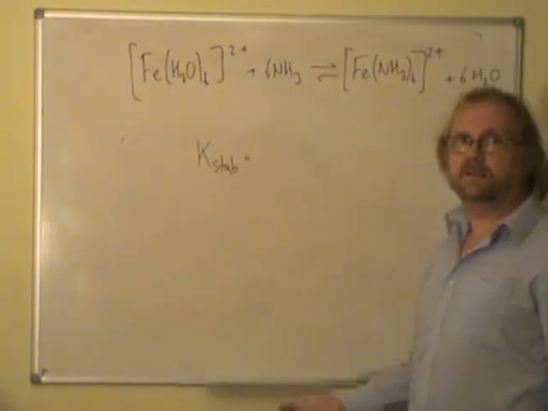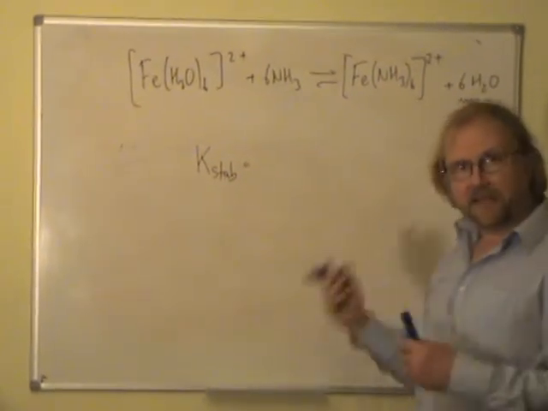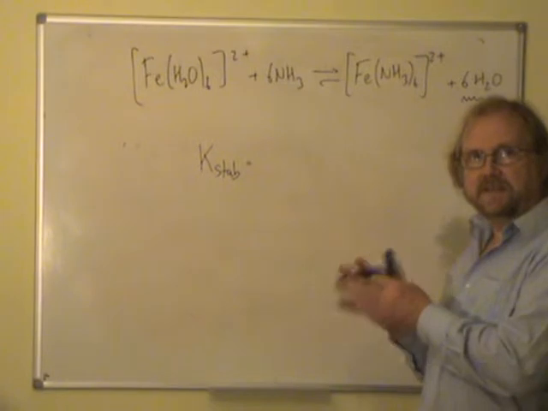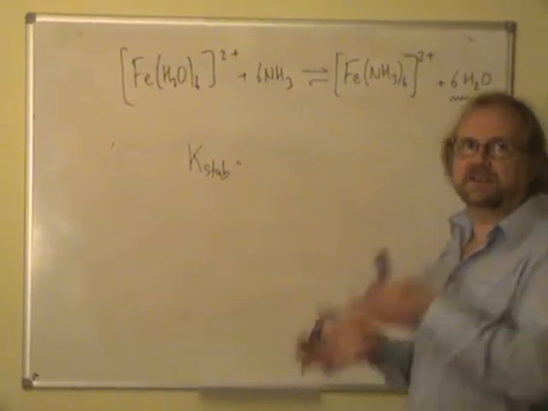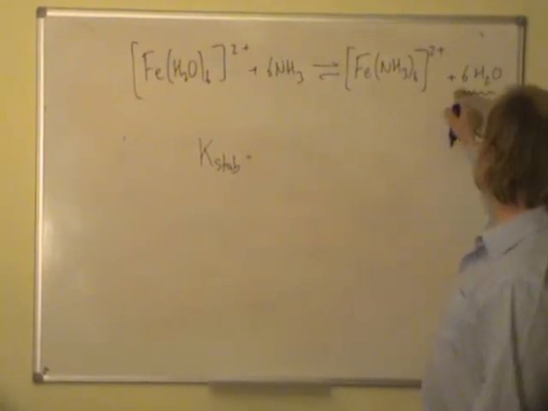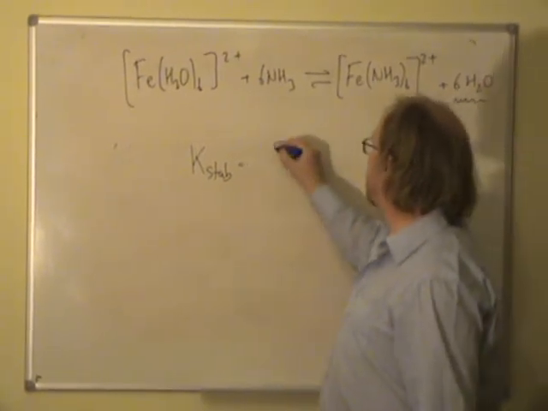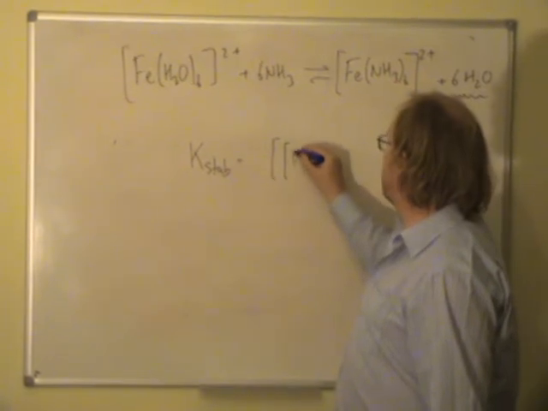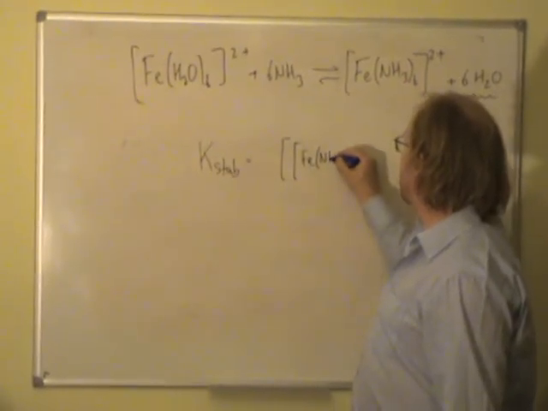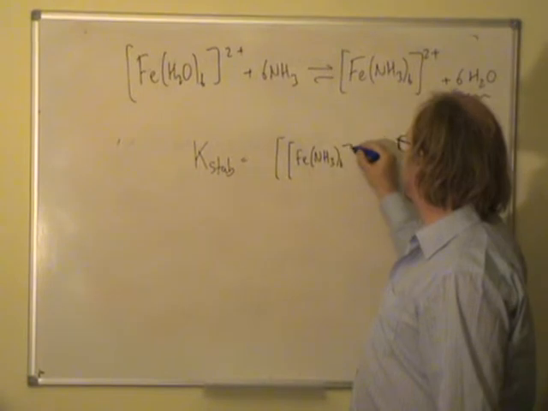Same as you do with Kw when you're doing pH stuff, where again a water term, rather than deal with it, we just say, well, it's constant, so let's build it into the equilibrium constant. So we're not going to worry about that. So all that goes on the top is the concentration of this complex ion, [Fe(NH3)6]2+.